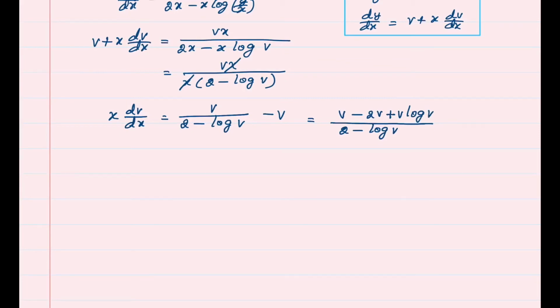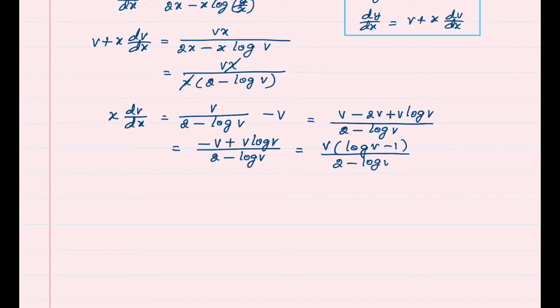Don't forget to distribute the negative sign, do it carefully, which becomes minus v plus v log v divided by 2 minus log v. Here v is common. We get log v minus 1 divided by 2 minus log v. We will separate the variables. 2 minus log v divided by v times log v minus 1 dv equal to dx over x.